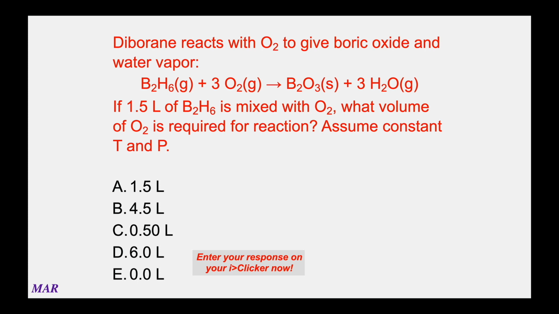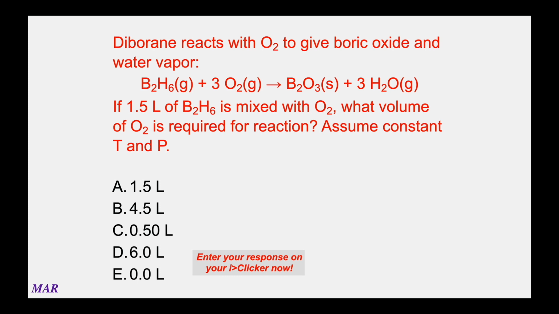Well, in the old days, we would have seen that there's a 1 mole B2H6 to 3 moles O2 ratio. So if we had 1.5 moles, we would multiply 1.5 moles by a 3/1 ratio. That converts moles of diborane to moles of oxygen, and 1.5 times 3 would be 4.5 moles. All right, that's if this question was moles. But obviously this question is liters.